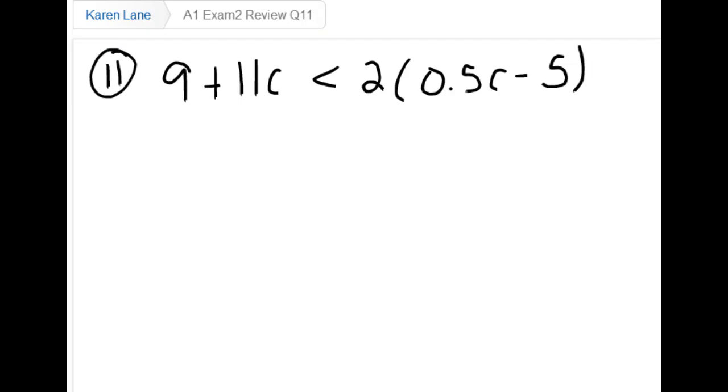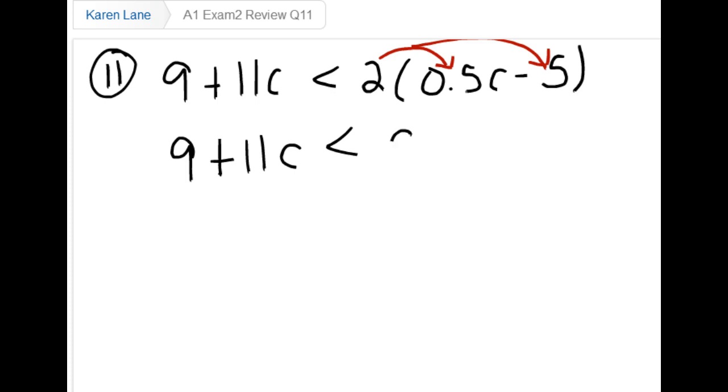Number 11. Solve the inequality. 9 plus 11c is less than 2 times the quantity 0.5c minus 5. Okay, the first thing we're going to do is distribute this 2. So that leaves us 9 plus 11c. This side hasn't changed. 2 times 0.5 is 1c. 2 times minus 5 is minus 10.